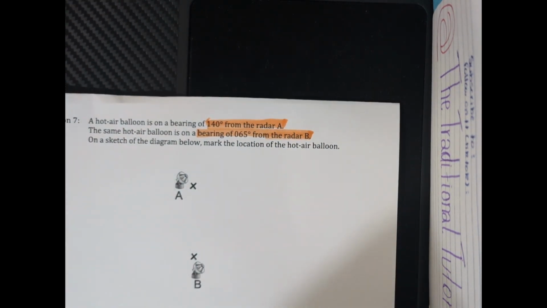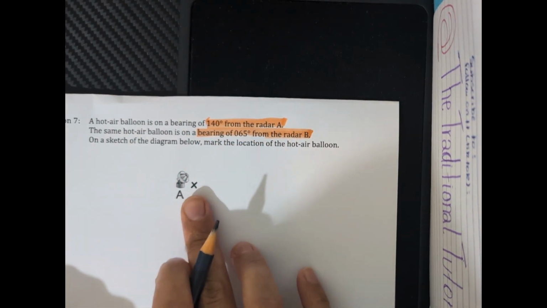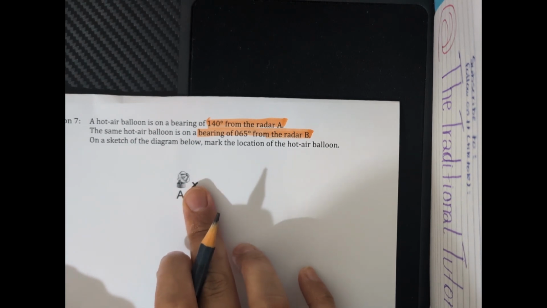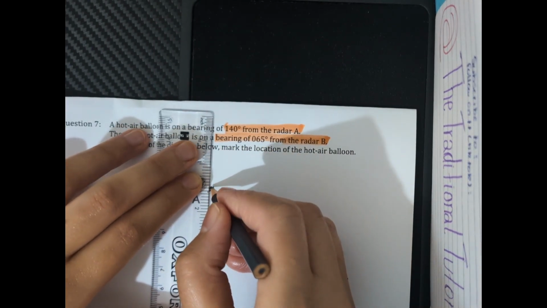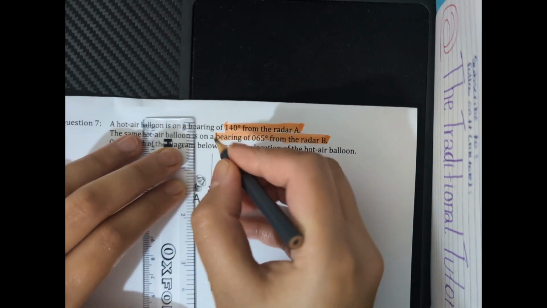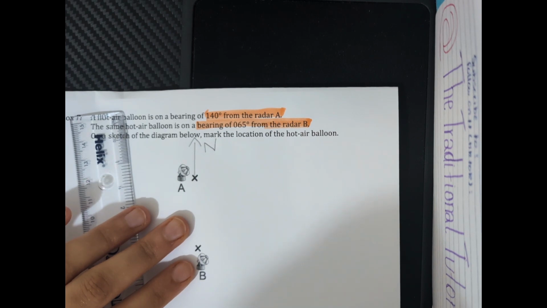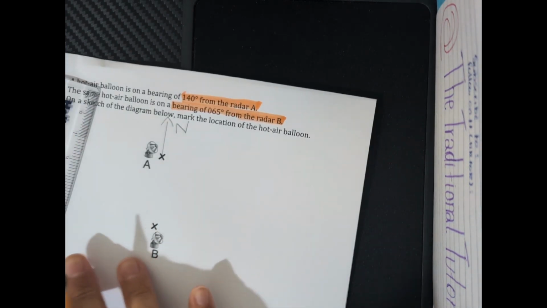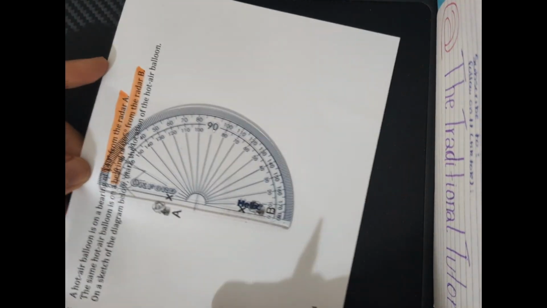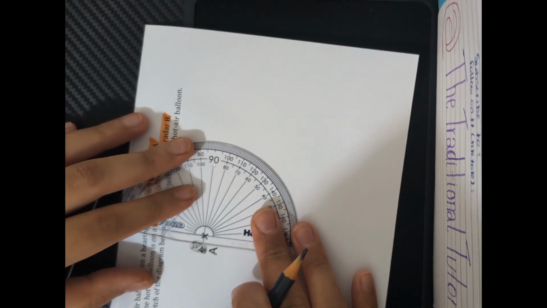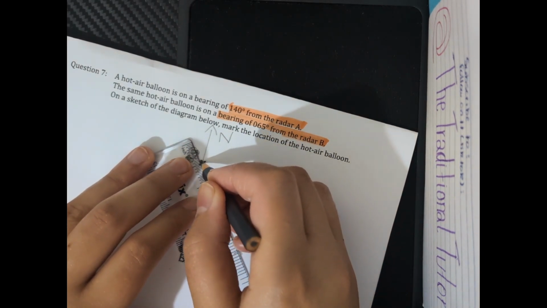Okay, so that means what I need to do is measure the bearing of 140 degrees from the radar A first. So from the radar A, what I can do is draw my north line. If you want, you can pause the video and see if you can have a go at this yourself. Okay, so I've got the north line here, and it's saying that it's on a bearing of 140 degrees. So what I need to do is get my protractor and measure an angle of 140 degrees from this north line. So what I'm going to do now is just draw my line there.